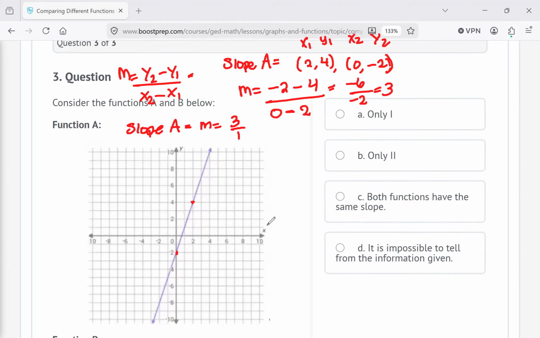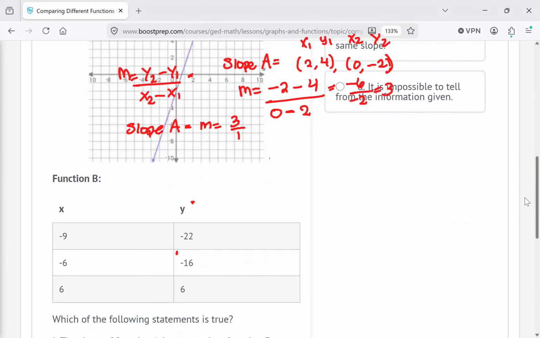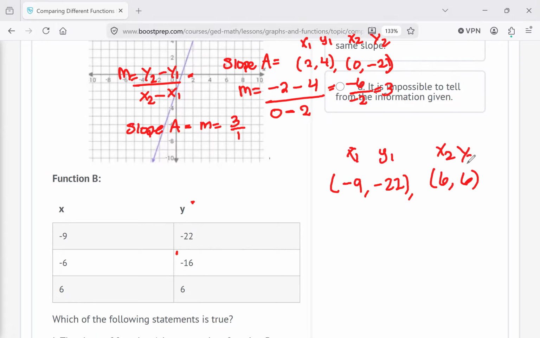Okay, now let's go find slope B. So in function B, they don't give you a graph, they give you a table of points. So go ahead and pick any points you like. It doesn't matter. So I'll use the first one, negative 9 comma negative 22, and the other one, 6 comma 6, right? So x1, y1, x2, y2. So the formula is y2, which is 6, minus y1, so minus a negative 22. And then x2 is 6 minus a negative 9.